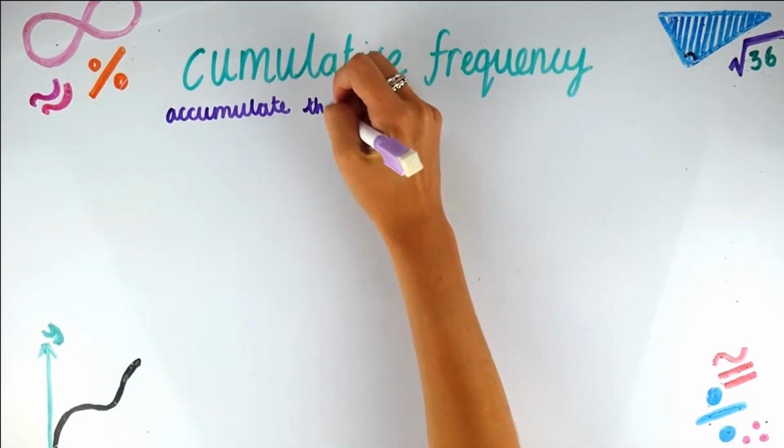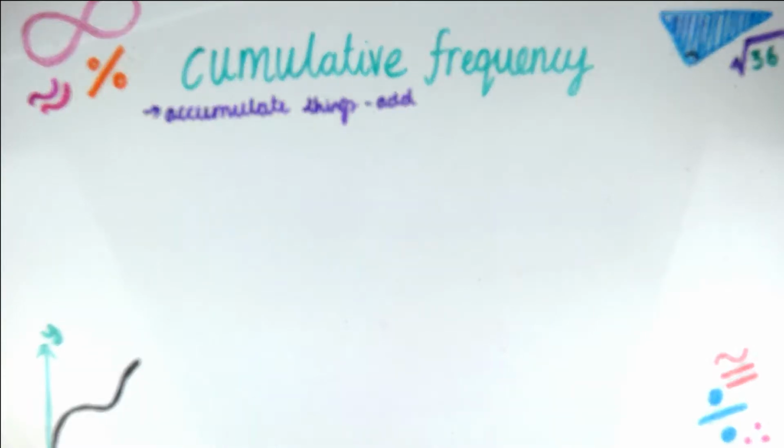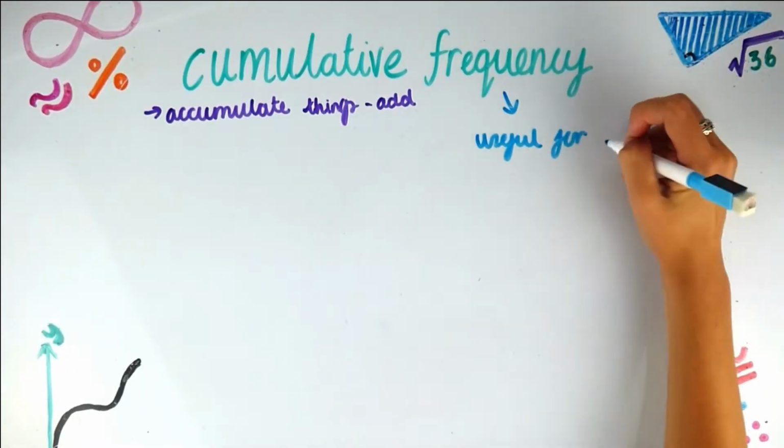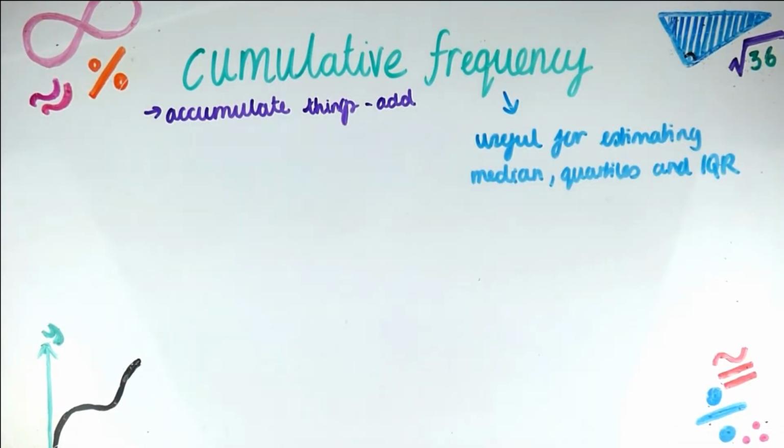And if you accumulate things, you kind of add them up, you're a bit of a hoarder. So that's a really useful thing to remember, and you'll see why in a bit. So why do we use cumulative frequency graphs? They're really useful for estimating the median, the quartiles, and the interquartile range. We will also see an example of how to do that when we look at the questions.